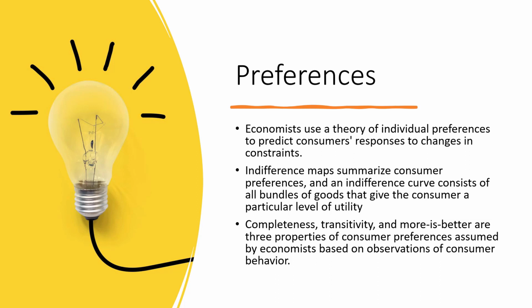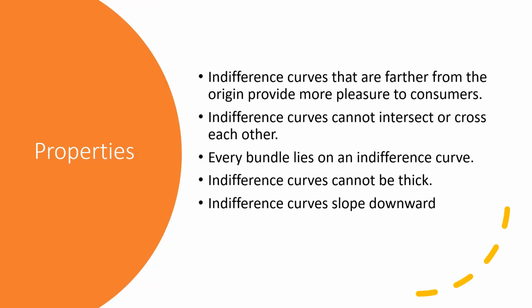Completeness, transitivity, and more is better are three properties of consumer preferences assumed by economists based on observations of consumer behavior. Indifference curves that are further from the origin provide more pleasure to the consumer.